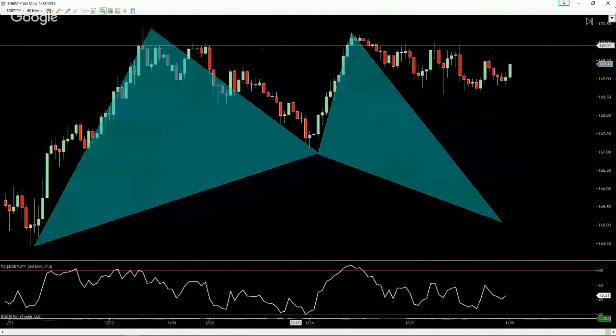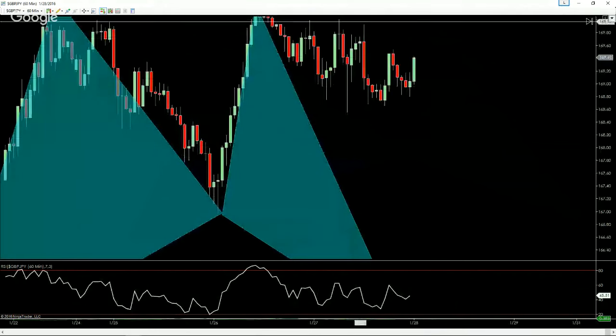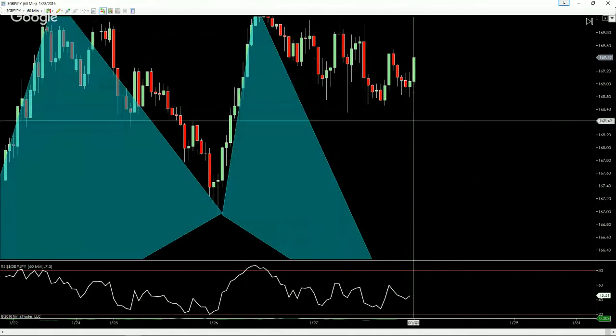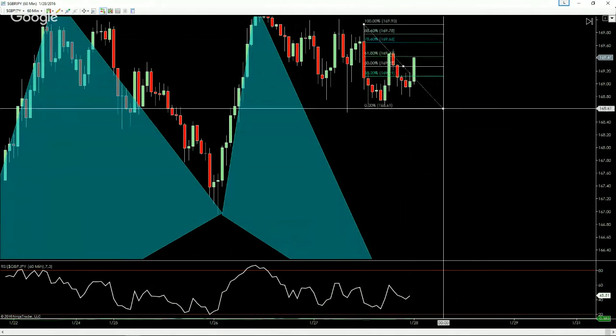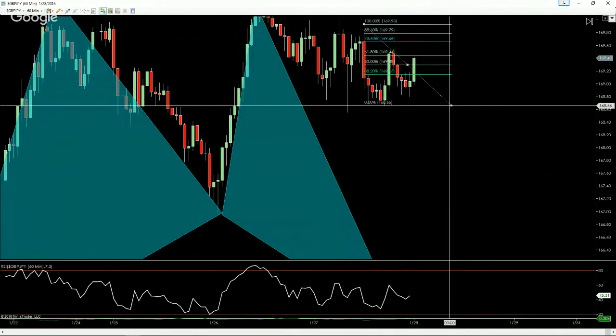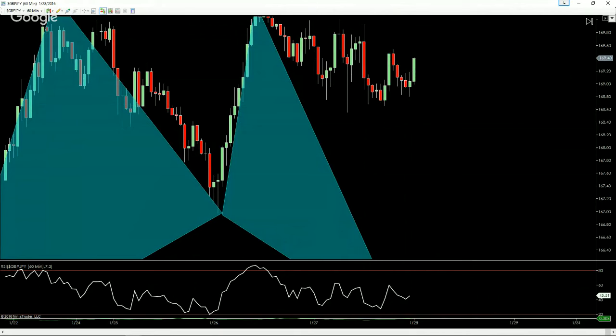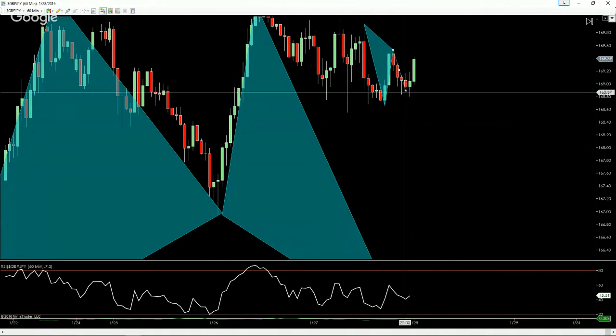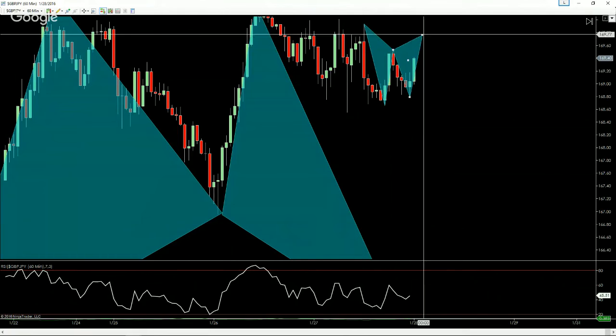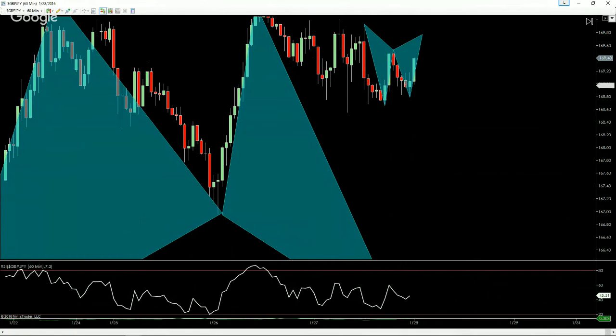Now on the 60, not very much. There is a possible Gartley right here, but that's more of a 15-minute pattern. So we don't usually go to the 15 here, but I just wanted to show you that's something you can take a look at if you are on the 15-minute.